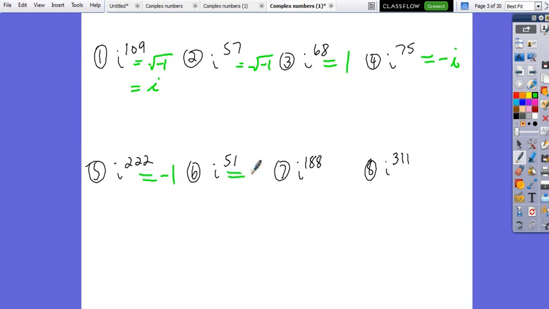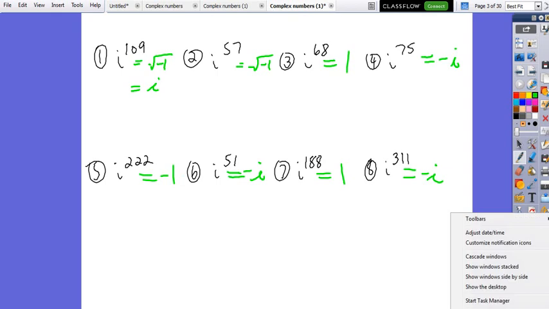Negative i. Okay, 188. The remainder what? 0. So 1. 311 is remainder what? 3. So negative i. I think the more you do of these, the more you'll remember what the different exponents are. You know, I can remember the full thing about it. I got it. I'm being smart.